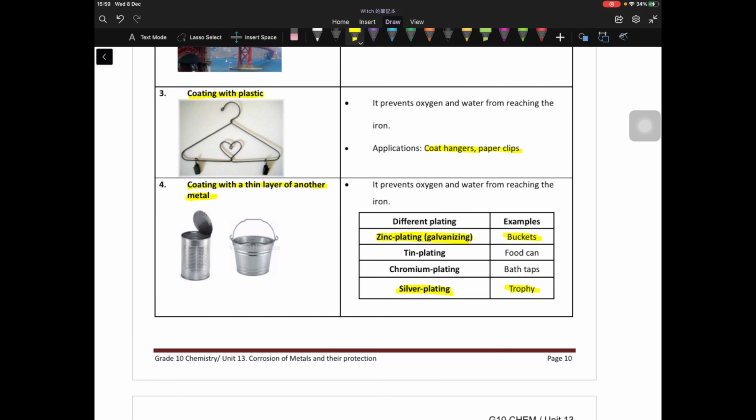But there is a disadvantage for zinc plating. Zinc ion formed is toxic to humans. So in case the object is used as a food container, we cannot use zinc plating. Instead, we use tin plating for food cans because tin is relatively safe. However, the disadvantage of tin plating is that tin is actually a less reactive metal than iron. So if the tin layer is broken, then the iron food can will rust faster than usual.